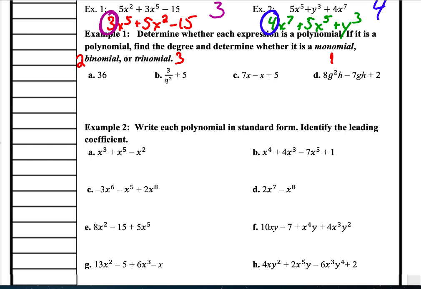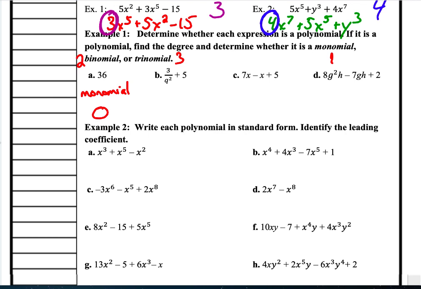All right, so for the first one, that one's pretty straightforward. It is a monomial because it only has one term and it has a degree of 0. Because remember, a whole number, a constant, has a degree of 0.